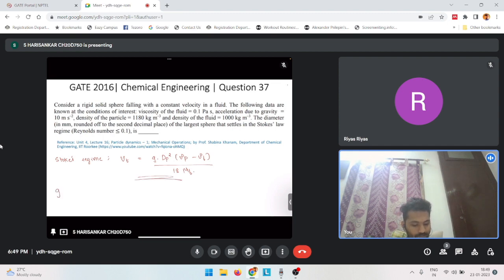where g is the gravitational acceleration, dp is the diameter of the particle, rho p and rho f are the densities of particle and fluid, and mu f is the viscosity of the fluid.